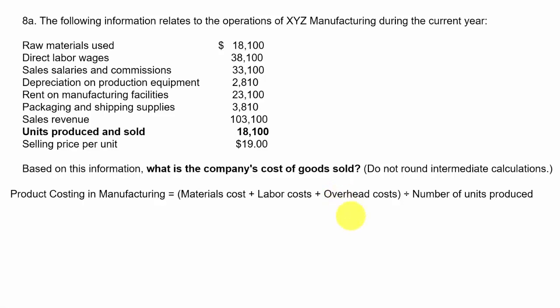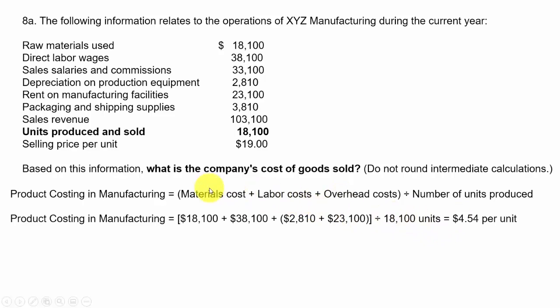So we'll do that. And then we've got material cost of raw materials used, $18,100. We've got direct labor, which also was incurred inside the factory, which is $38,100. And then we've got overhead, which amounts to anything else that's going on inside the factory that's not material and that's not labor. Well, sales, salaries, and commissions, that's not something going on inside the factory, so we don't count that.